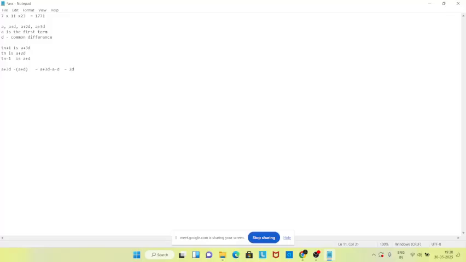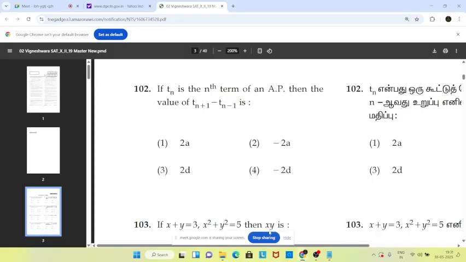Are you able to understand, all of you? Yes, sir. How we got 2D? Yes, sir. Okay, so let us go. If you understood this, okay. It's easy, but I just took that one.